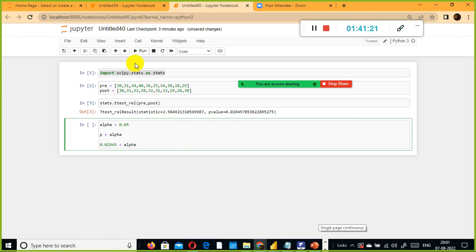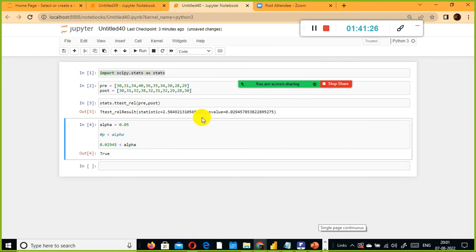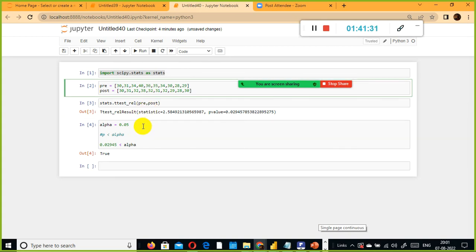What is the null hypothesis here? We are doing a pre-post, a matched pair test. In the case of a matched pair test, we need to compare the pre and post, right? Before training and after training, what is the score? The null hypothesis says there is no difference between pre and post. We are going to reject the null hypothesis, and we are going to conclude the scores are statistically different.